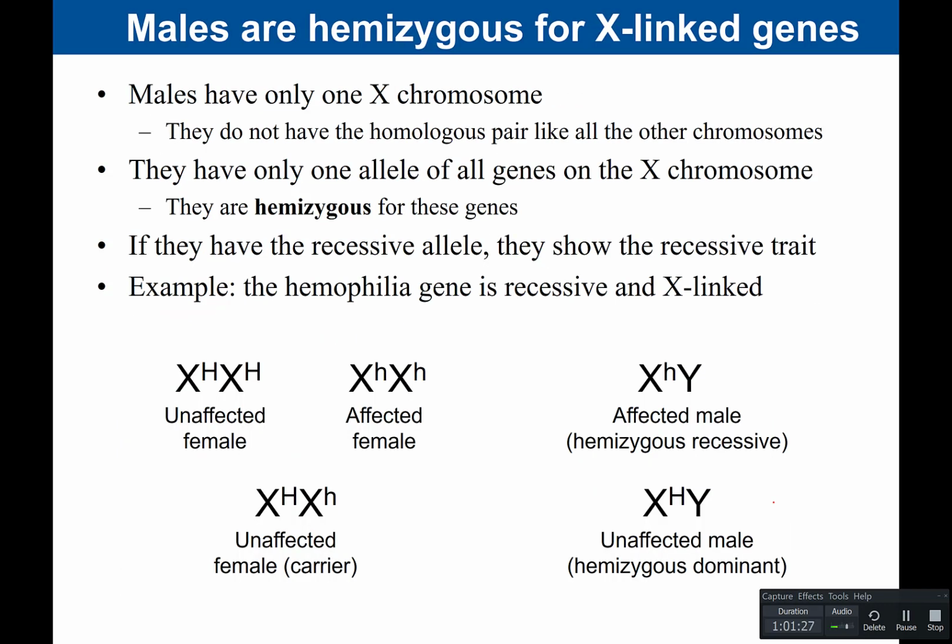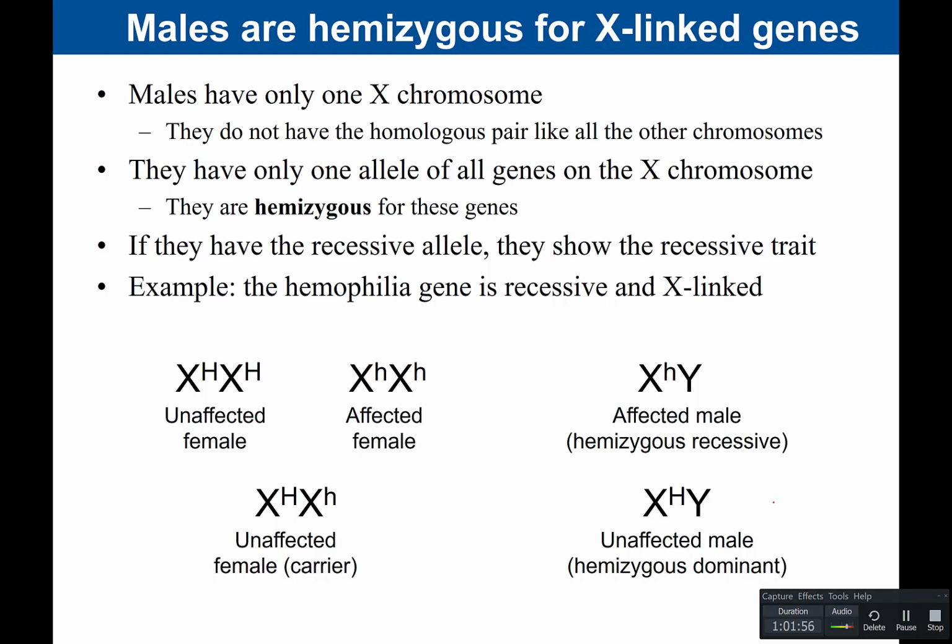Now, for X-linked genes, the reason they are more common in males than in females has to do with the fact that males only have one X chromosome. They don't have a homologous pair, right? Because males are XY. So in order for a male to have the trait, he only has to inherit one bad copy. Females have to inherit two bad copies.